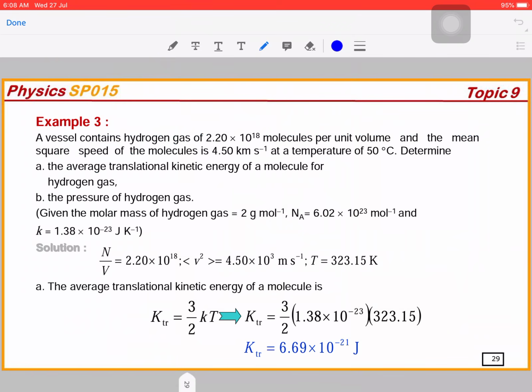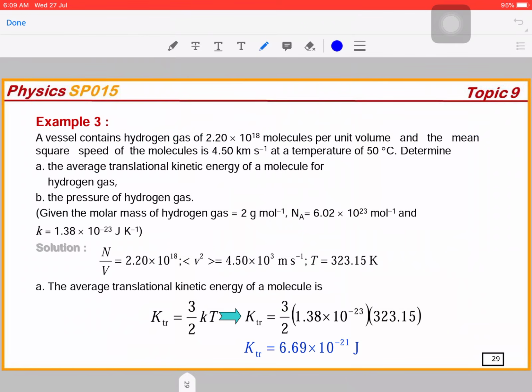So next we look at example number 3. A vessel contains hydrogen gas of 2.2 times 10 to the power of 18 molecules per unit volume, and the mean square speed of the molecules is 4.5 km per second at a temperature of 50 degrees Celsius. Determine A, the average translational kinetic energy of a molecule of hydrogen gas, and B, the pressure of hydrogen gas.